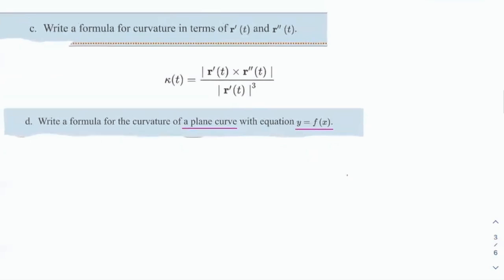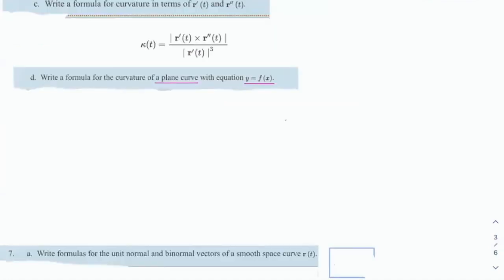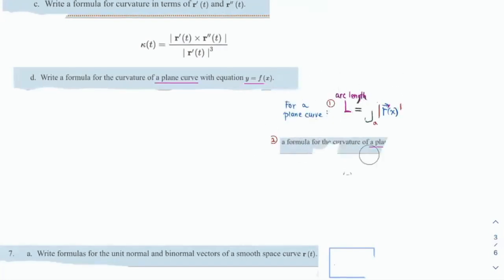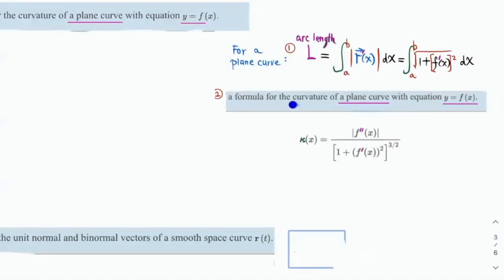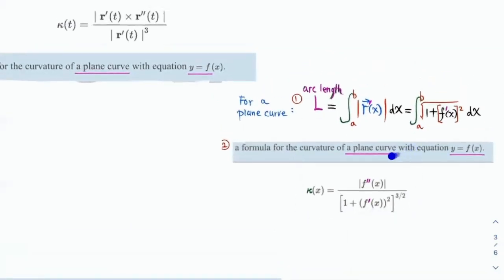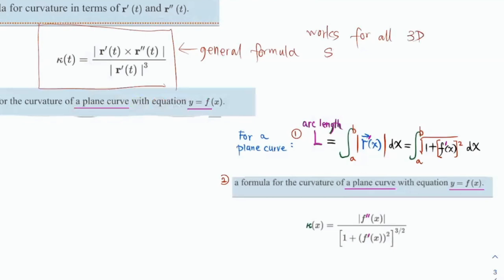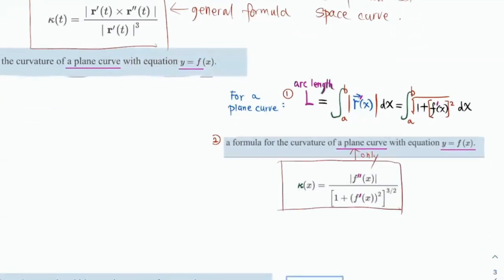What about if the curve is on a 2D plane with the equation y equals f of x? What will be the curvature? Well, it is a long formula, very hard to say, so let me refresh your memory here. This is what is in the notes. For a plane curve, you can use this formula to calculate the curvature, if y is a function of x. Now, what's the difference between this one and this one? This one here is a general formula, and it works for all 3D space curves. This one over here only works for plane curves, and only when y is a function of x.